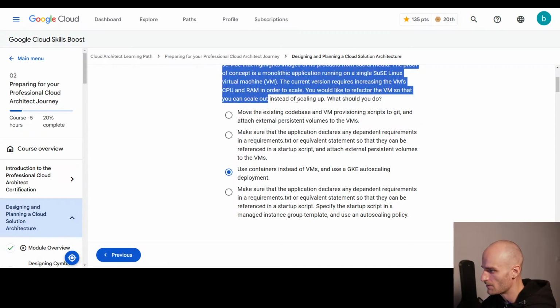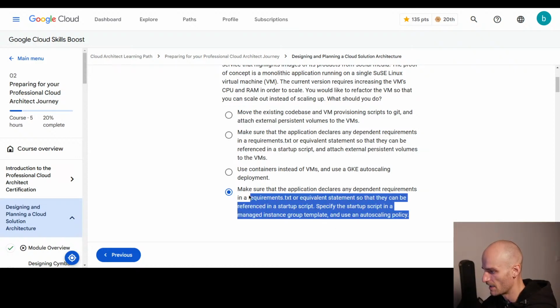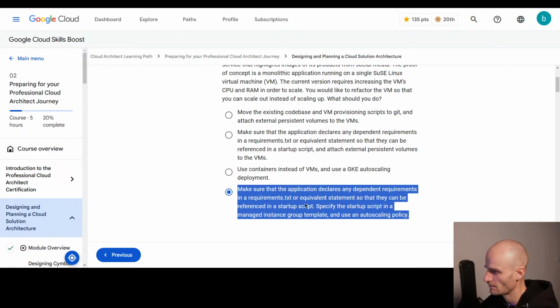Okay. Make sure that the application declares any dependent requirements in a requirements.txt or equivalent statement so that they can be referenced in a startup script. Specify the startup script in a managed instance group template and use an autoscaling policy. Man, this looks like the solid one.